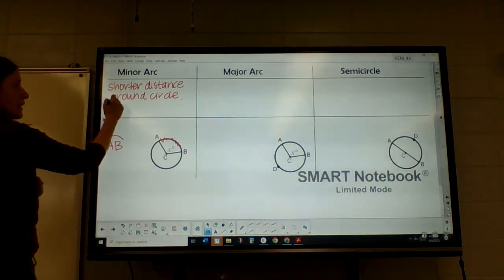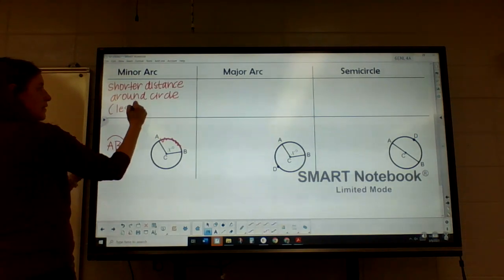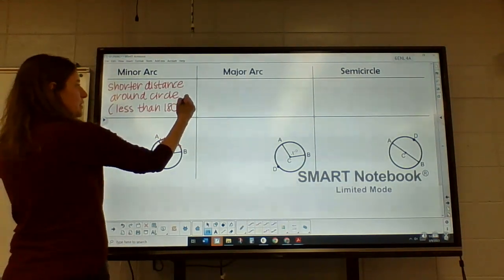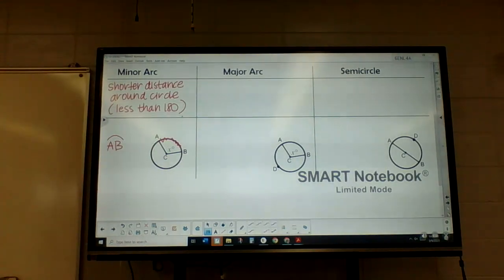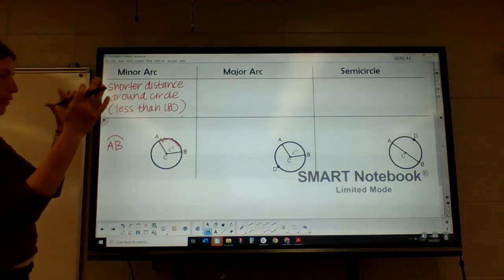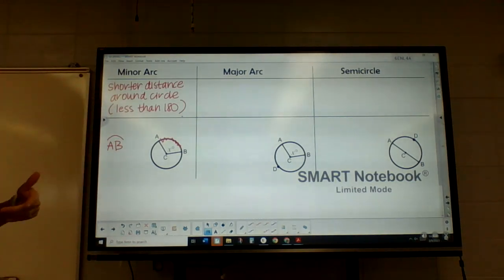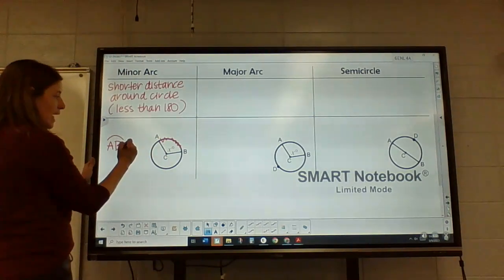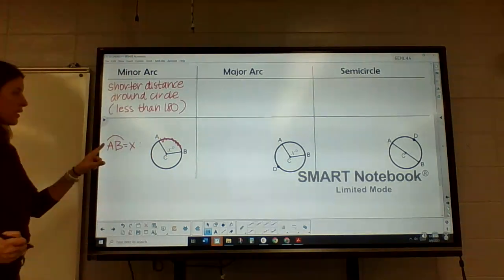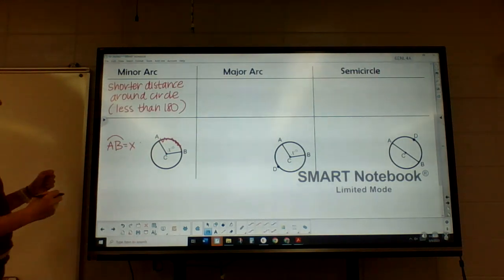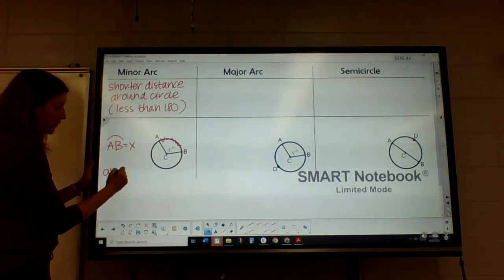And it's going to be less than 180. It's always going to have to be less than 180 because 180 would be straight across. And so we always want to go the short way here. So it's less than 180 degrees. And this arc is going to be the same as that measure. So when I say what's the arc equal to, it's equal to that central angle. So the arc equals the angle.